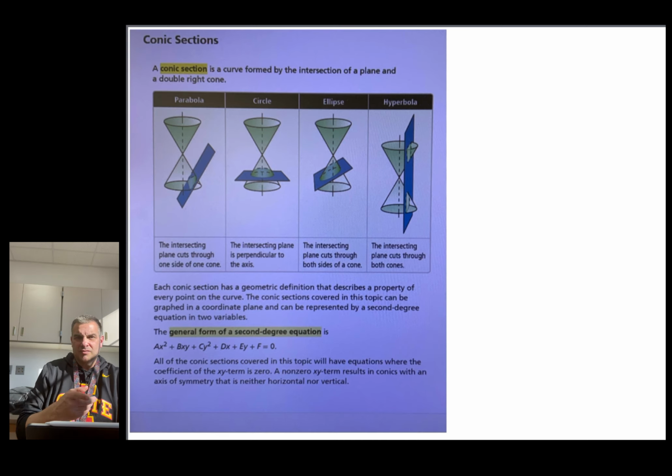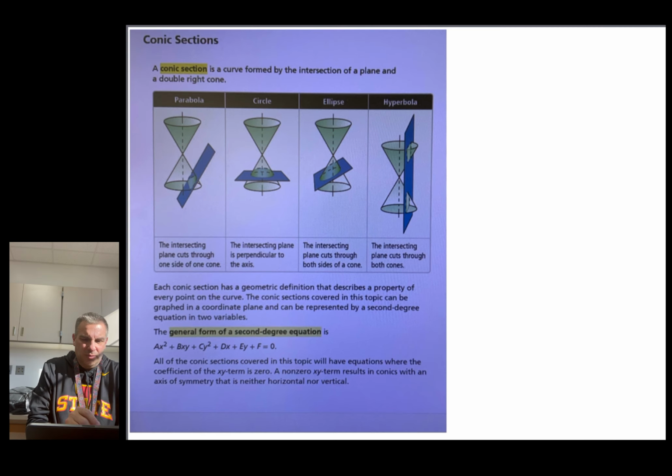So the first discussion needs to be about conic sections. These are the different conic sections that we are going to look at in this chapter. We're going to start out today with a parabola, and then we'll look at circles, ellipses, and hyperbolas. But a conic section is just a curved form created by the intersection of planes with double cones.